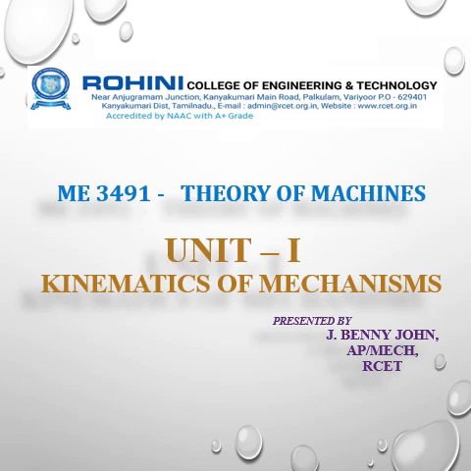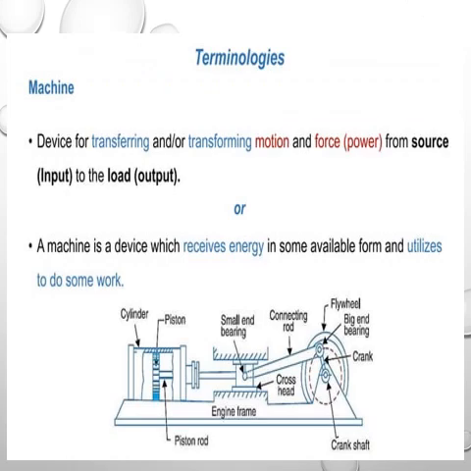Today the subject is Theory of Machines, Unit 1, Kinematics of Machines. First, this is the terminology for the theory of machines. A machine is a device used for transforming and transferring motion or force from input to output. Otherwise, it receives energy from some available form and utilizes it to do some work.